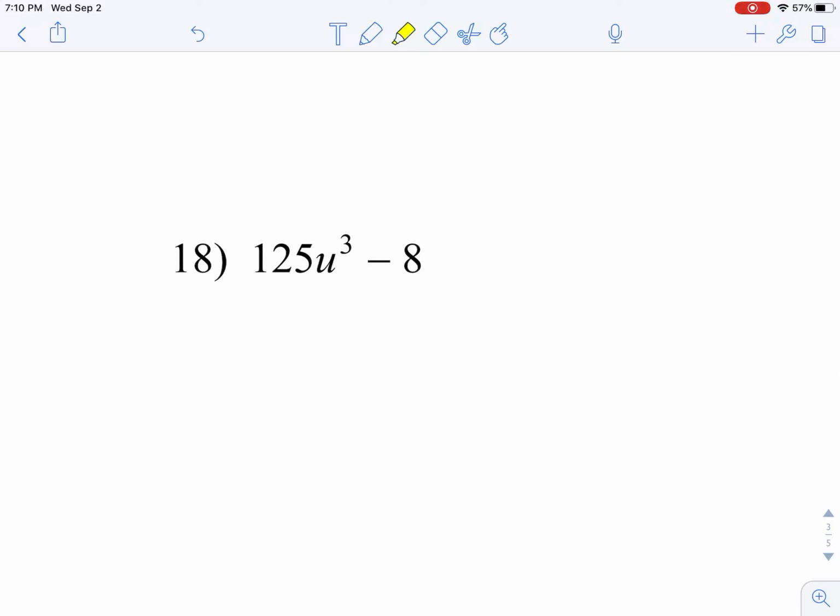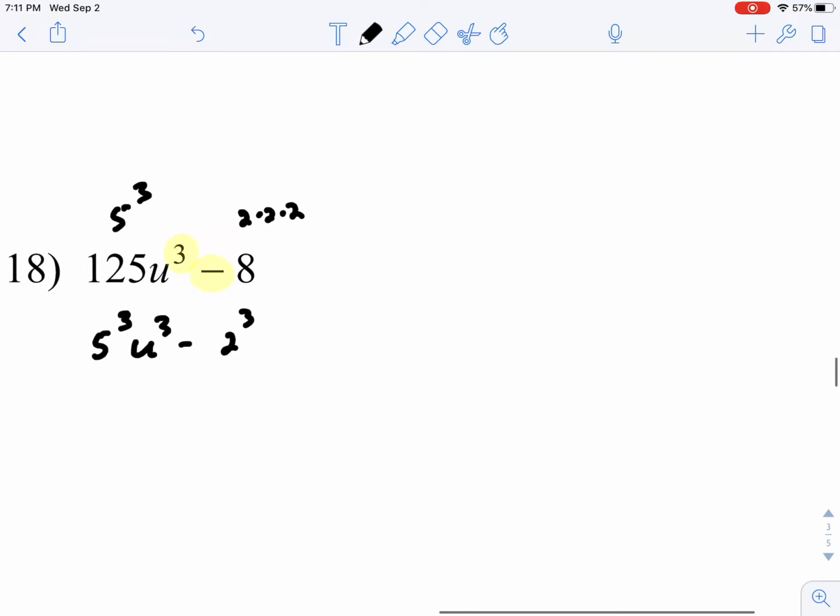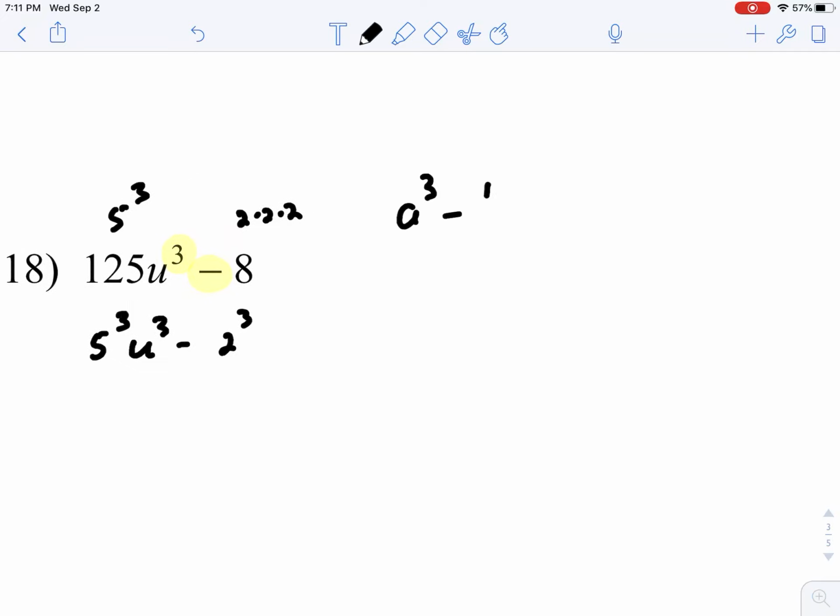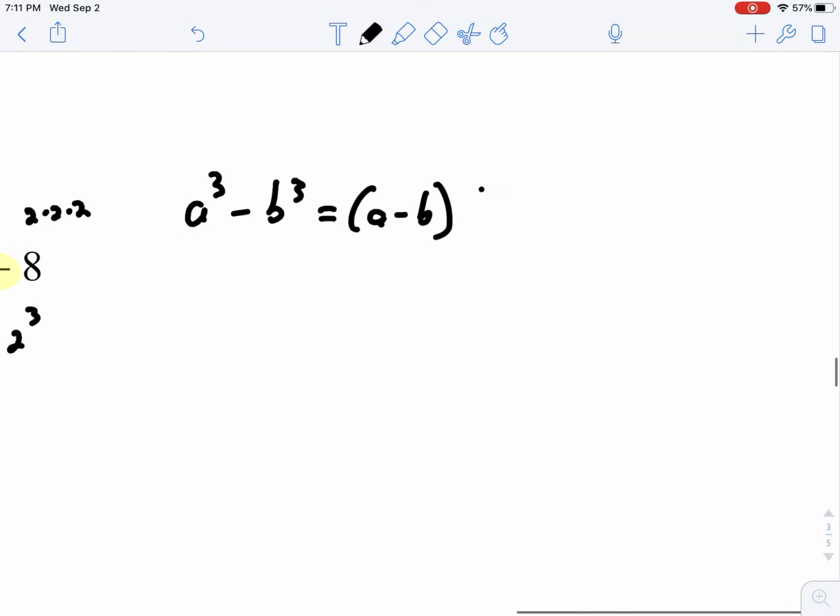So this is another difference of cubes. Difference because of the minus sign, cube because of third power. Remember, 125 is 5 to the third power. And then 8 is 2 times 2 times 2. That's 2 to the third power. So I'm going to rewrite this as 5u cubed minus 2 cubed. I'll rewrite the formula up here. a cubed minus b cubed equals a minus b times a squared plus ab plus b squared.